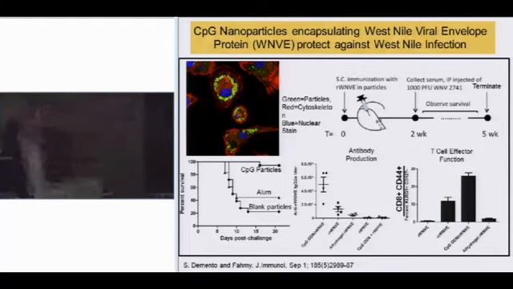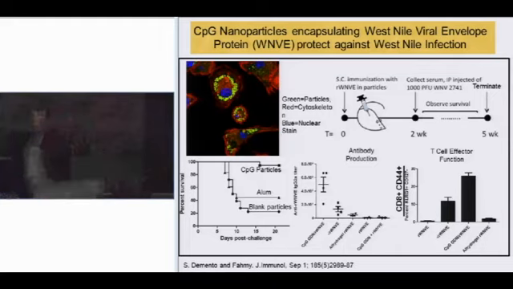So if you use more alum, you will get a bigger response. But of course, you get higher risks of other things, toxicity being one of them. The negative slash are particles with nothing on the surface but the West Nile viral envelope protein there.